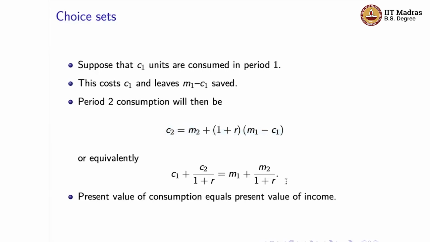Now, this is a very interesting expression because it tells us something that we can now translate into our language, given that we know the notion of present value. On the left-hand side, this is the present value of consumption from the period one perspective. C1 is the consumption in period one, so the present value of that is just C1. C2 is the consumption in period two, so the present value of that from the period one perspective is that you have to divide it by 1 plus the interest rate. And on the right-hand side, this is the present value of income. So the intertemporal budget constraint says that the present value of consumption is equal to the present value of income.